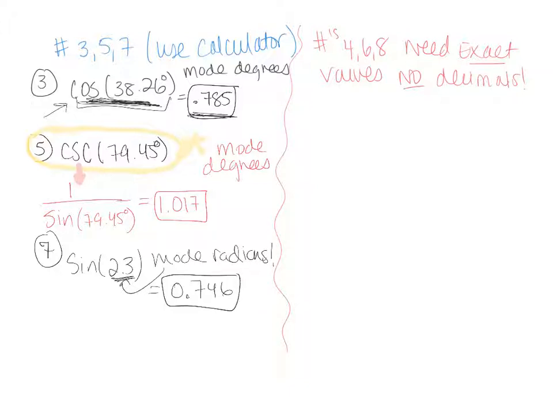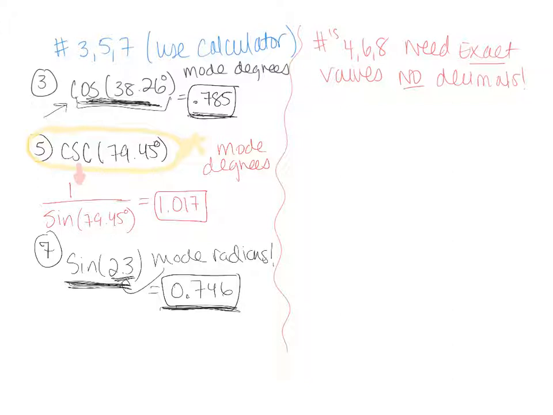Okay? Now, 7, similarly, is a little bit easier. You hit the sine button and you enter 2.3. But you need to make sure the mode is in radians, right? So at this angle, the sine, the ratio is 0.746. Mode needs to be in radians.